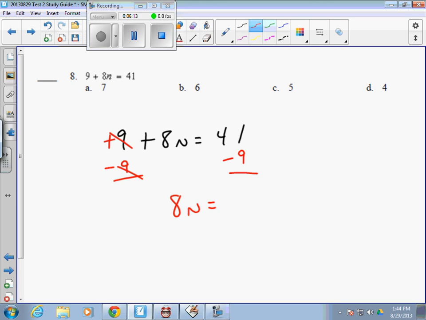You take 1 away from it and then 8 more and you get 32. So you have 8 times n equals 32. Undo multiply by 8 by dividing by 8. Do the same to the right. n equals 4. That's D.